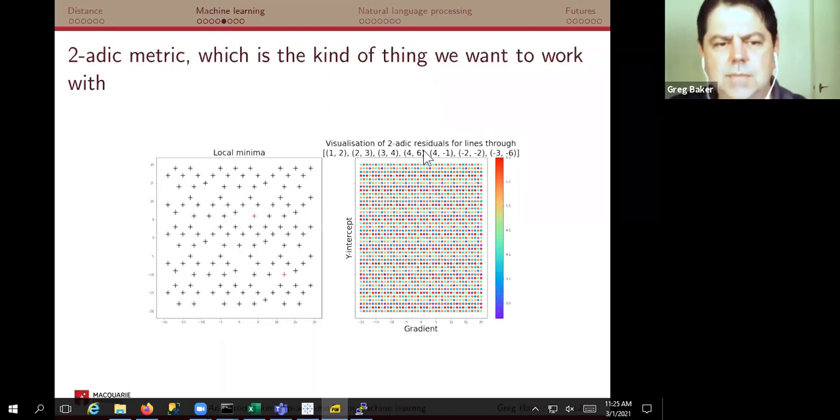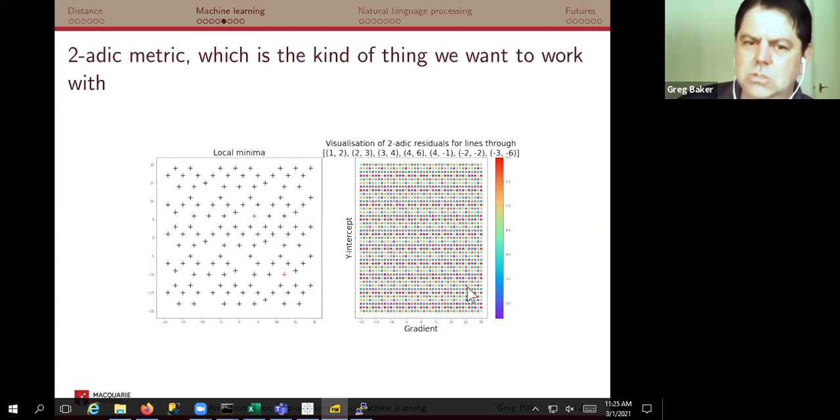With the 2-adic metric, unfortunately, we end up with a completely different set of global minima. In fact, there's two equally good global minima that both give you the same value. If you're staring here, there's one deep purple point up about there, and there's another deep purple point there. We don't even get a unique solution.